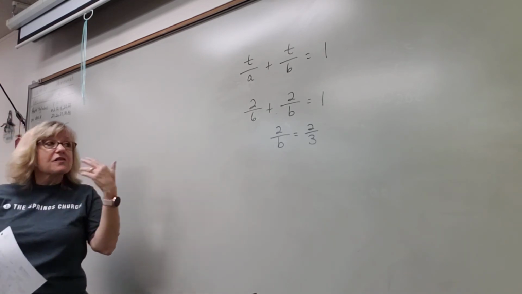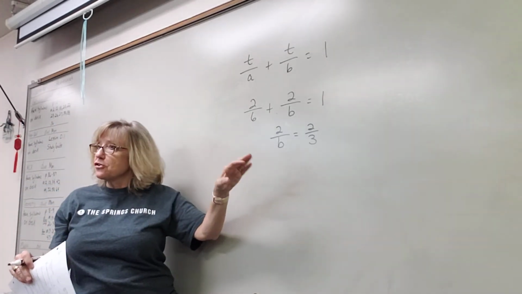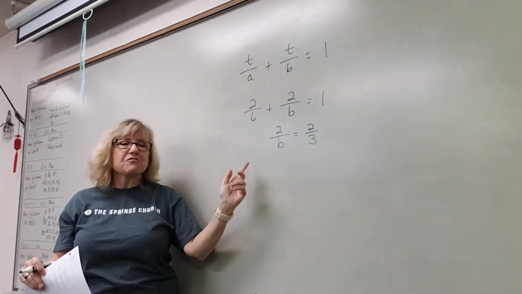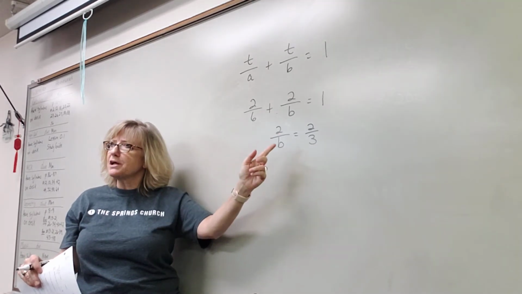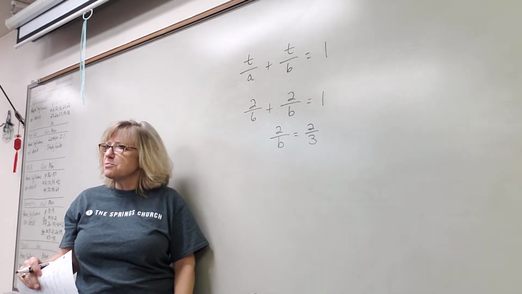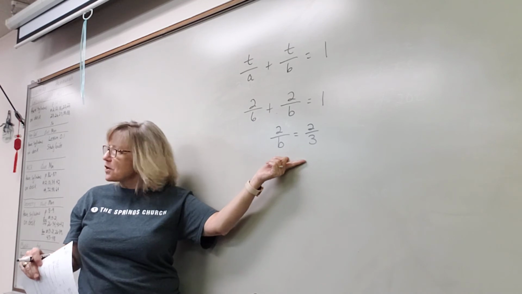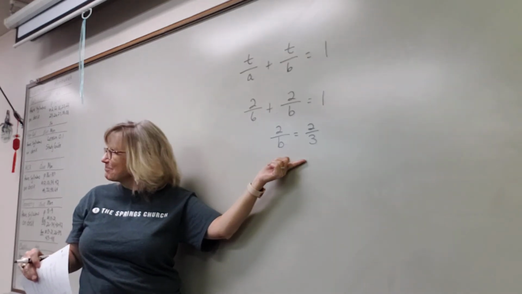Okay, this is number sense, and it's a good time for you to see. You can go through and solve this if you want to, but look at the fractions. Do they have the same numerator? The only way for them to be equivalent is if the denominators are equivalent. So what is B? It's 3.